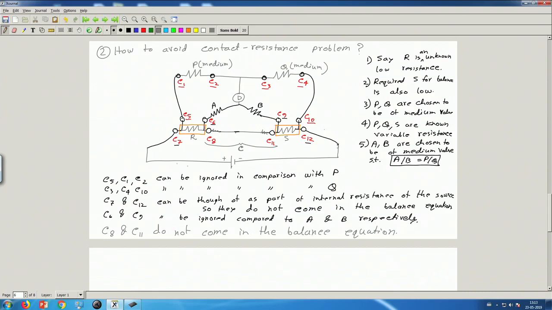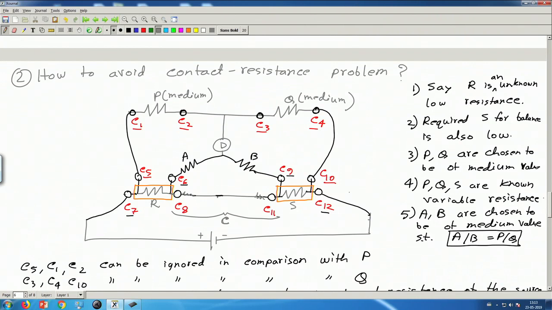So this is the Wheatstone bridge, and once again let me repeat before I conclude that these are four terminal resistances. If we have R and S as small resistances, we must use four terminal resistances. Once again, four terminal resistances are so important, and we have to connect them in this way so that all contact resistances either go in series with a larger resistance and their effect is negligible, or they come in this branch of the Kelvin bridge which doesn't have any effect on the balance equation.